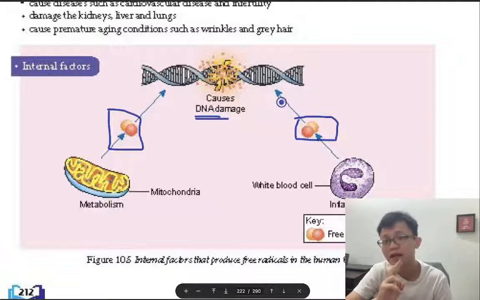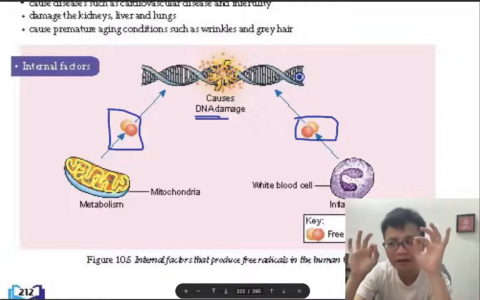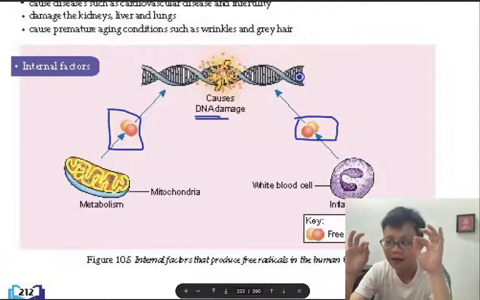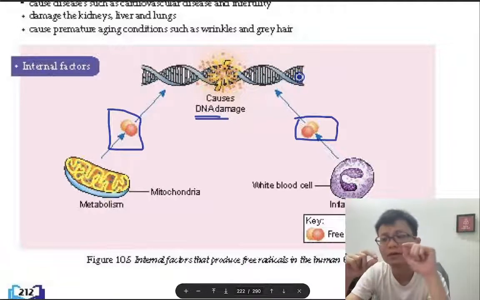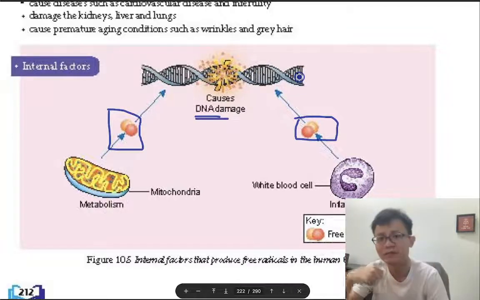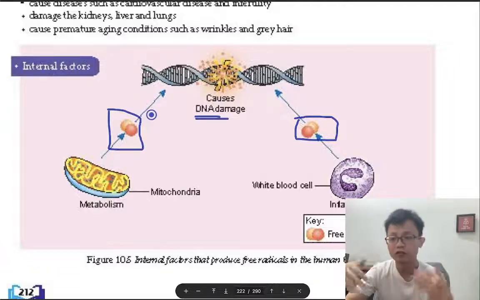Because it causes mutation. Your DNA is very, very small, made up of protein, and it has the genetic code. But if you take the electron from it, the DNA will change. Then it will change to become a cancer cell. A cancer cell is not a good cell and it will continue to grow. Some cancer cells don't grow.